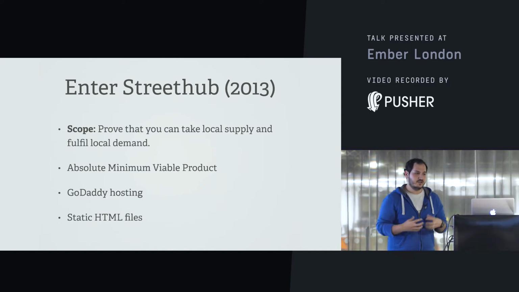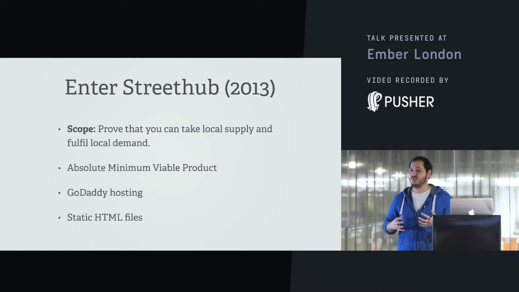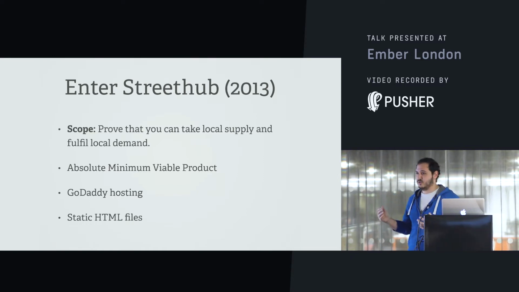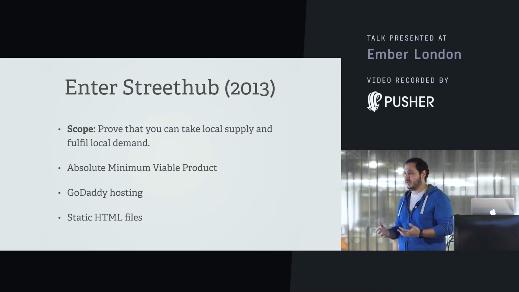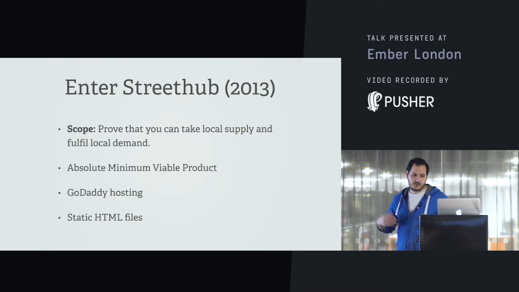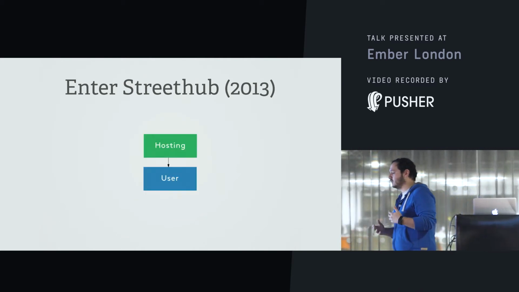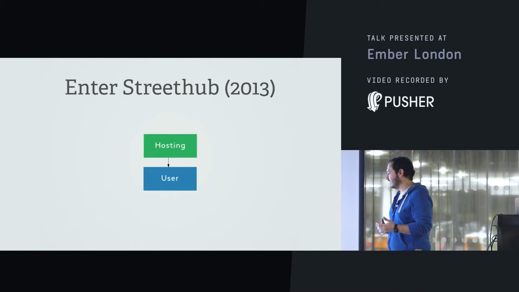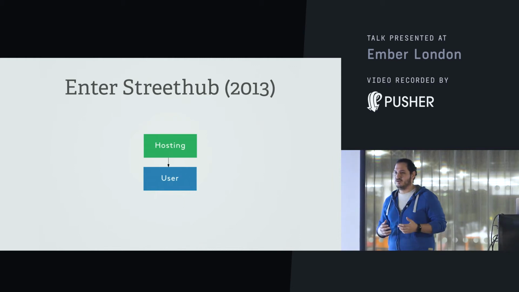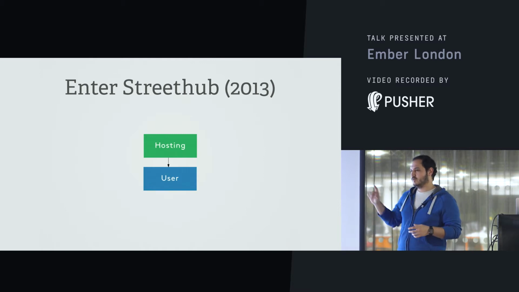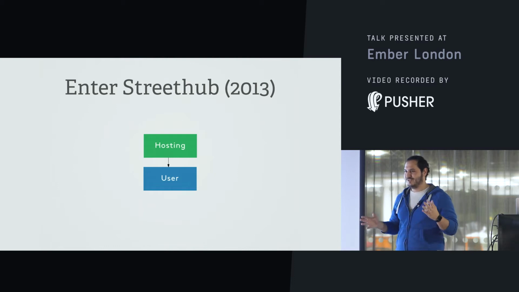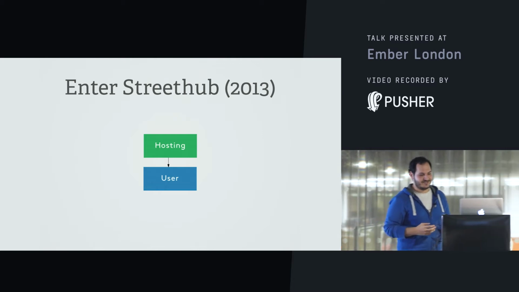So initially our tech stack was basically an absolute minimum viable product. It was just GoDaddy hosting with static HTML files. So to help you visualize that, this is how it all looked in the beginning. Users would basically request static HTML files with boutiques in their area. So if I was looking for a boutique in Shoreditch, I would go online, find shoreditch.html, download it, and I would find any boutique that I wanted to go to.